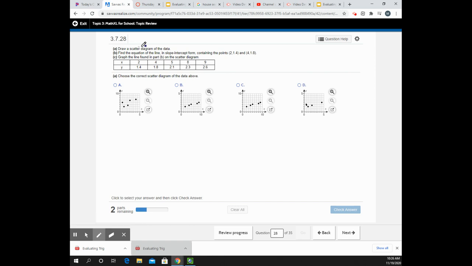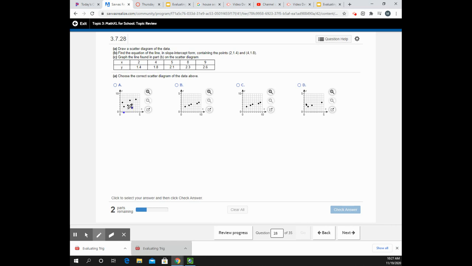So part A says to draw a scatter plot for the data. A scatter plot is just these ordered pairs. So if I look for the point with 2 as the x value and 1.4, here we're counting by 2. So this right here is 1. This is 2. So I need the point (2, 1.4).